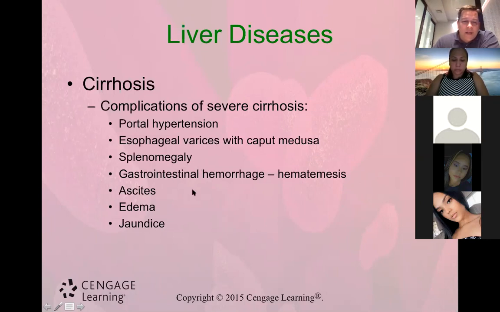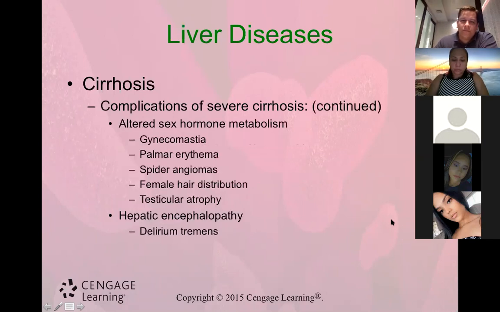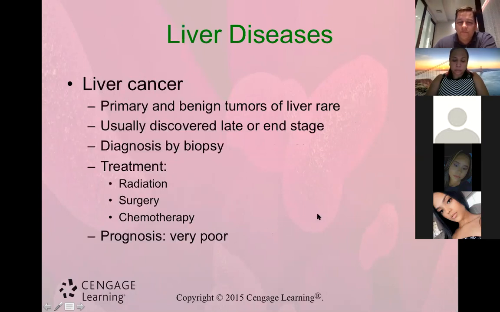Splenomegaly, gastrointestinal hemorrhage, hematemesis, ascites, edema, and jaundice. Complications of severe cirrhosis continue. Altered sex hormone metabolism happens that causes gynecomastia, palmar erythema, spider angiomas, female hair distribution, testicular atrophy, hepatic encephalopathy, and delirium tremens.